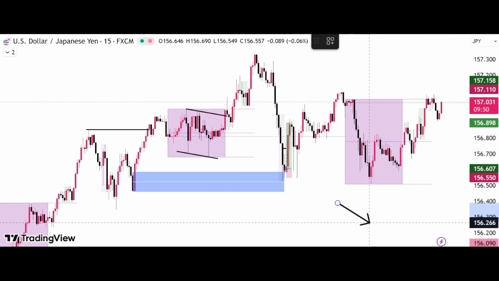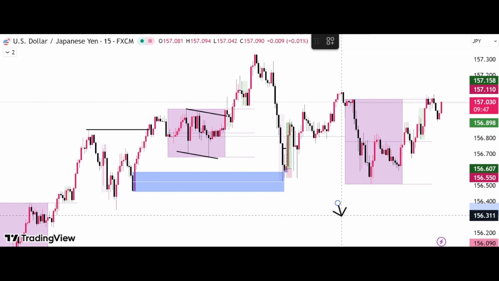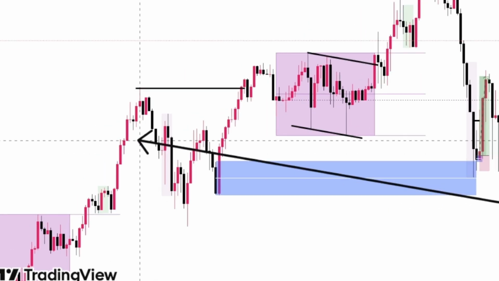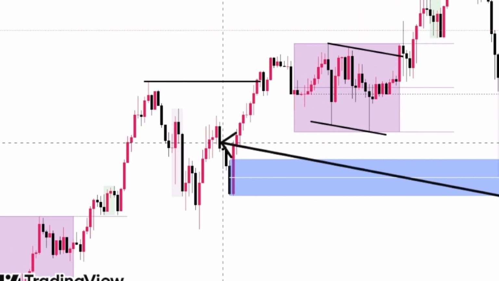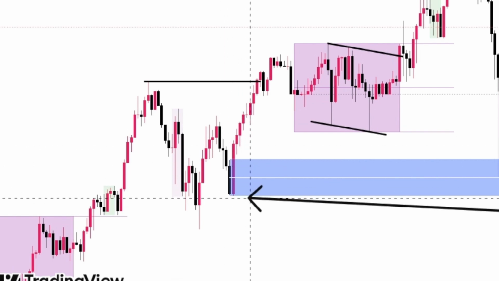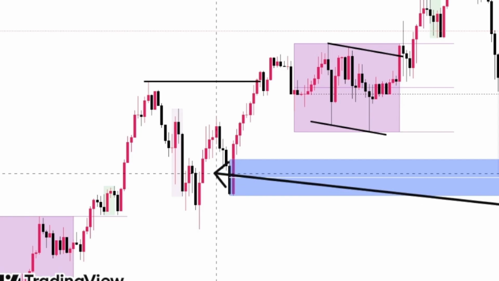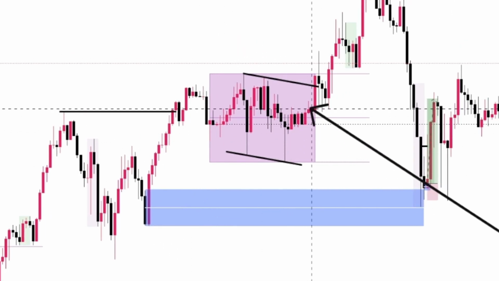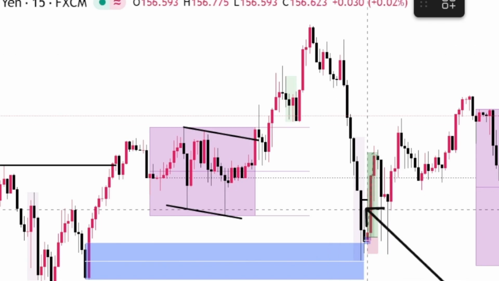I don't like to complicate things. What you see is what I actually trade and teach. My most important criteria is break of structure, which we have here, leaving behind an imbalance and a point of interest. You can call it a demand or a bullish order block. It doesn't matter. Liquidity before the point of interest is mitigated, and an inducement move.